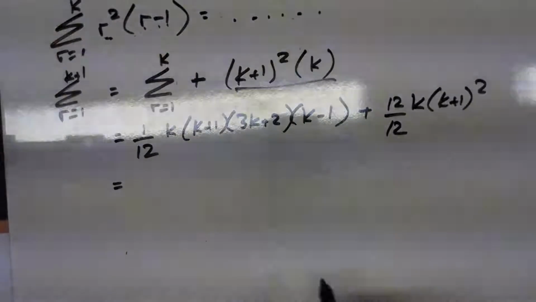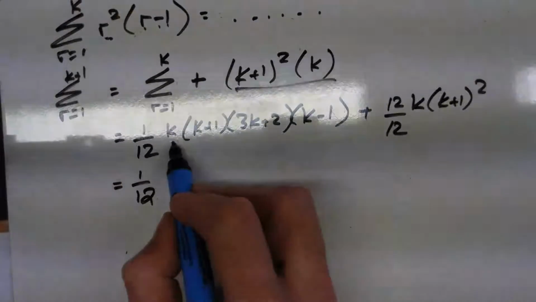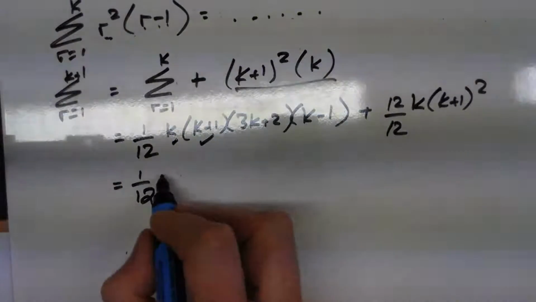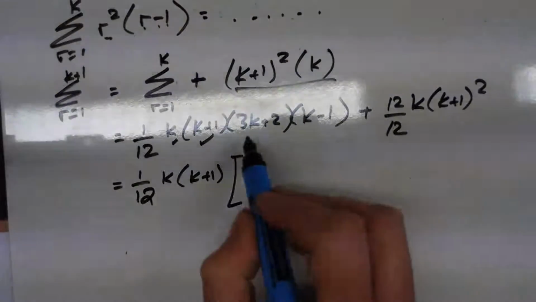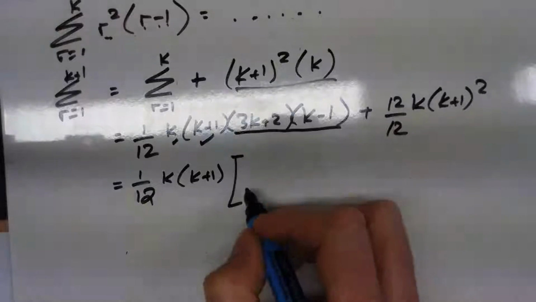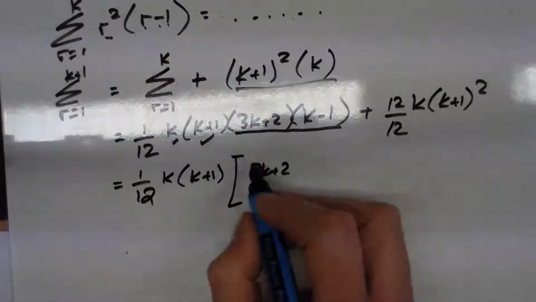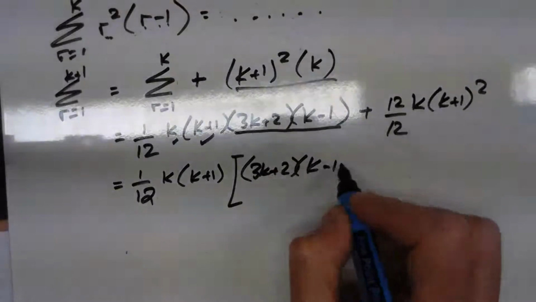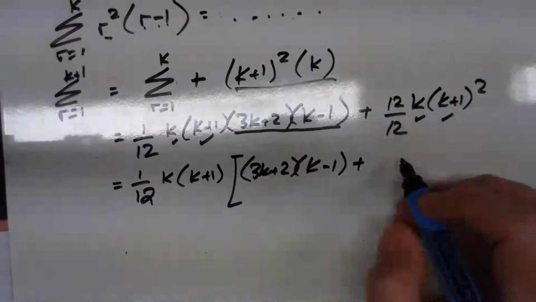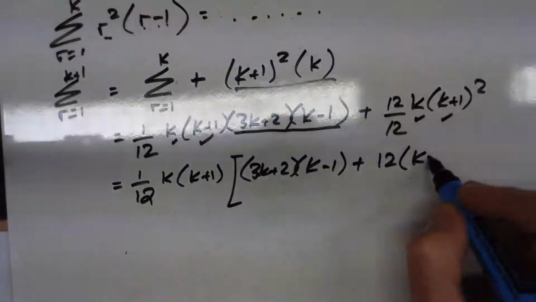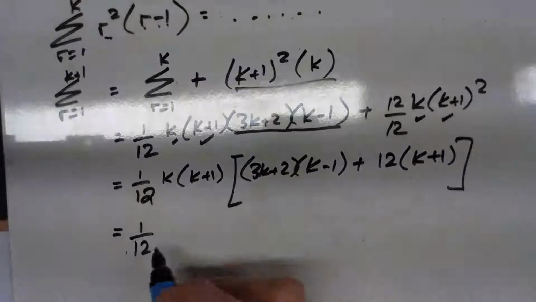So what factors have we got here? We can take out the 12th, we can take out the k and a k plus 1, the k and a k plus 1. What does that leave us with, that bit there? You know we're going to have to multiply it out on the next line, don't you? But for now I'll just write it. Plus, now we've already got the k and one of the k plus 1s, so that's just 12 lots of k plus 1 left at the end there.